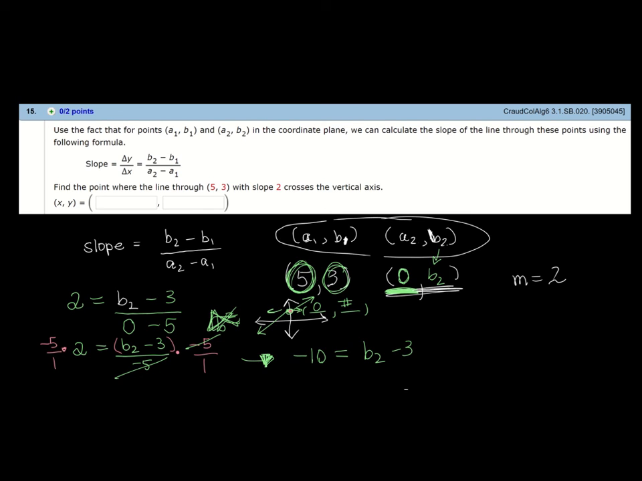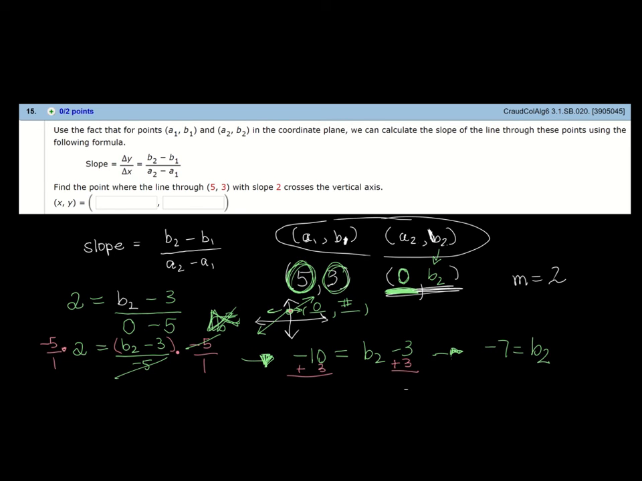We're trying to work in towards B2. I have a -3 associated with that. I need to do the opposite, which would be to add 3 to both sides. So if we look towards our next step, again, I'm working horizontally just for space on the slide here. -10 plus 3 is -7, and that equals B2.